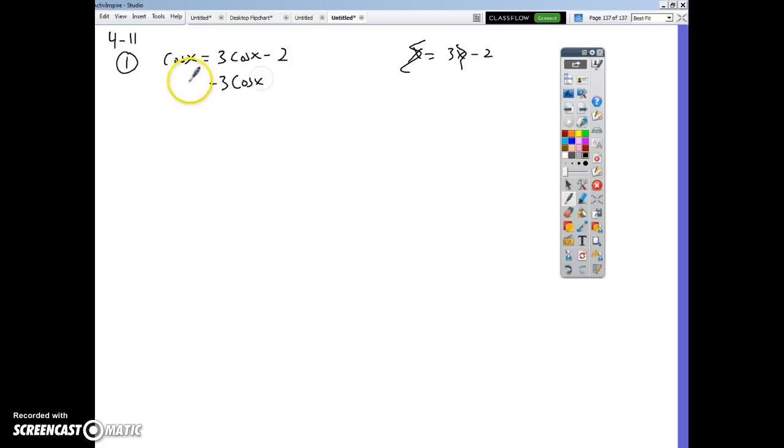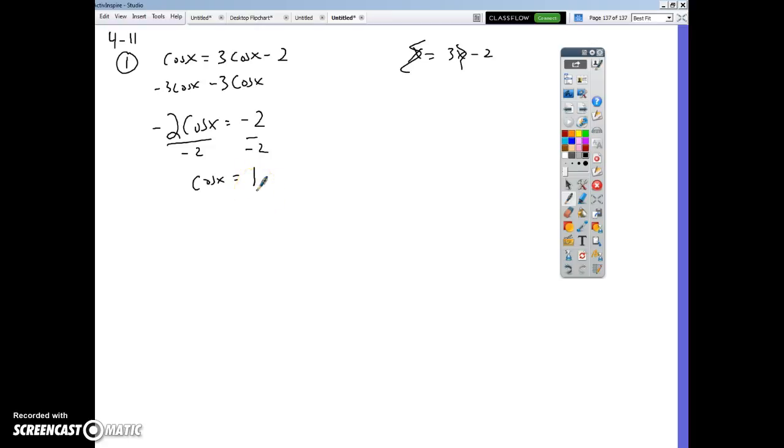Cosine x from both sides, I would get negative 2 cosine x equals negative 2. Right? Then I would divide both sides by negative 2, and I would get cosine x equals 1. Agreed? Now, again, a couple of ways you can get there, but if you follow algebra rules, you'll get to this spot right here, right?